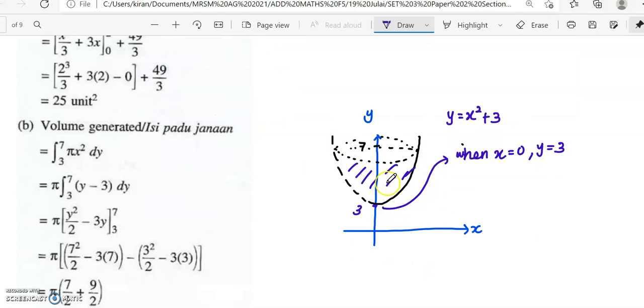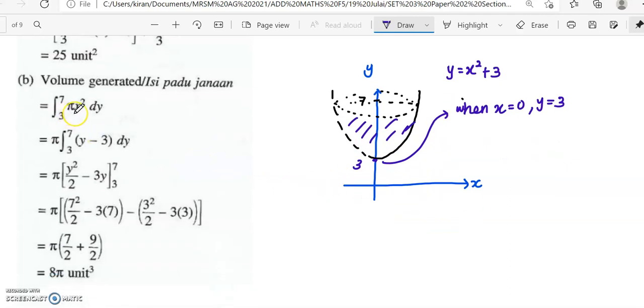Okay, so ini lukisan ni lah. So kita just tengok kepada curve sahaja. Kita ambil function curve sahaja and then kita generated volume dia sampai y equal to 7. Okay, so untuk this part, we can find the value for y here, the limit y here, when x equal to 0. So you just substitute x equal to 0 to the equation, and then you get y equal to 3.